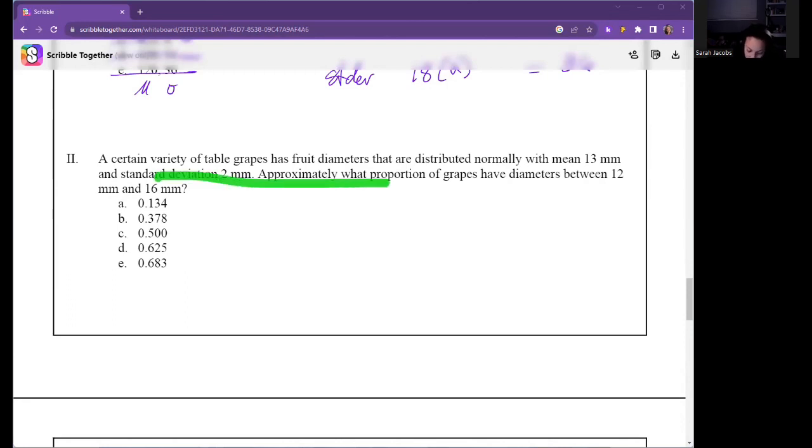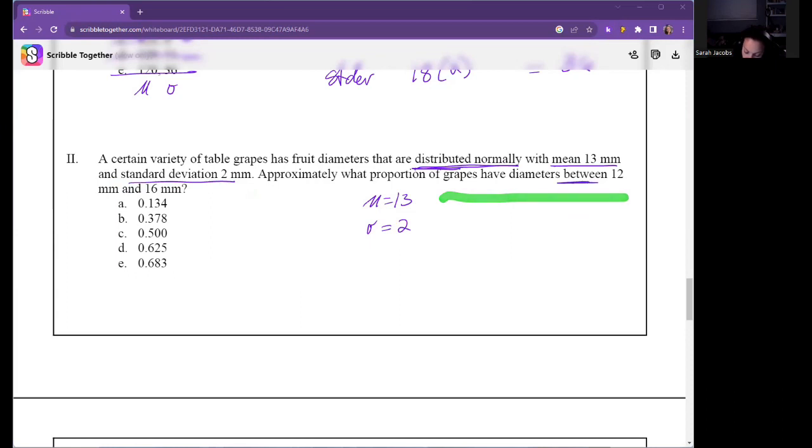Next up, a certain variety of table grapes has fruit diameters that are distributed normally. It's important that it says this because we need some reason why we're allowed to use the normal distribution. The problem states a great reason to use the normal distribution. So the mean is 13 millimeters, so mu equals 13. Standard deviation is 2, so sigma is 2. And then the proportion of grapes have diameters between 12 and 16 millimeters. So again, our word right here, proportion, or percent, if that's what you're finding out, that is our normal CDF.